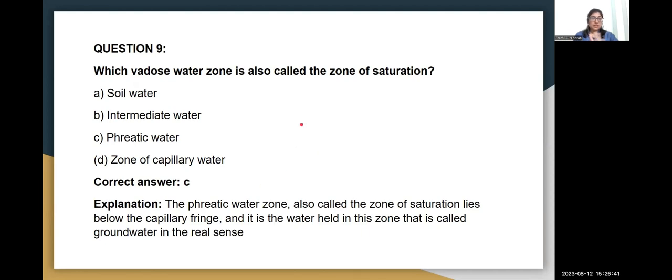Okay, this question is a little confusing. I have mentioned here "which Vadose water zone." It's supposed to be "which water zone." But for this question, the answer that you have given is correct. I'll correct the confusion in this question.